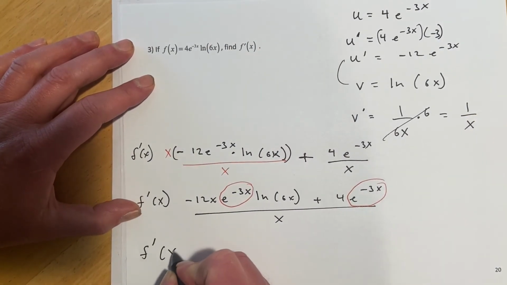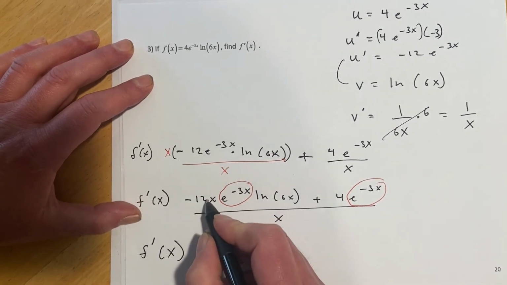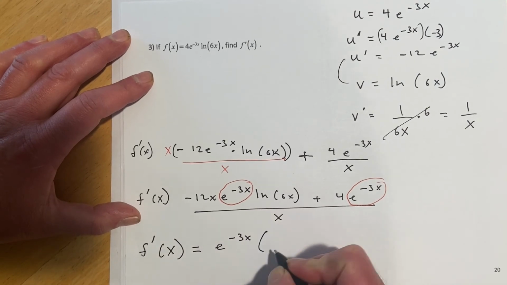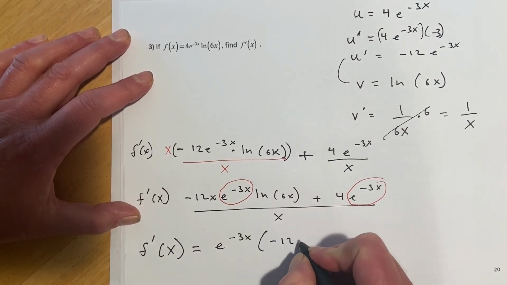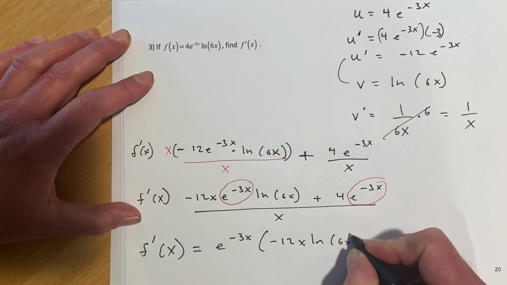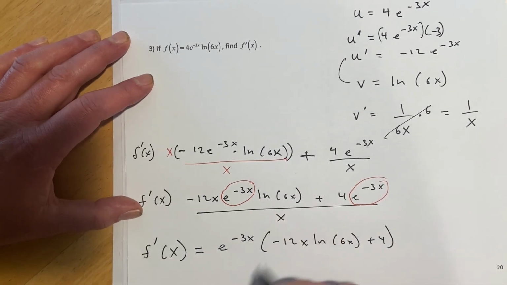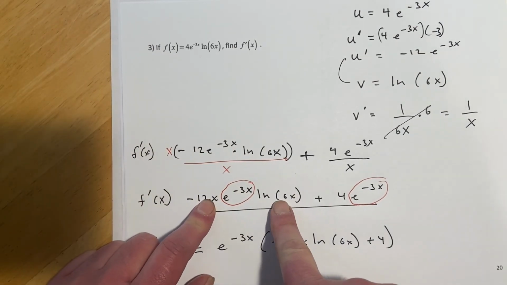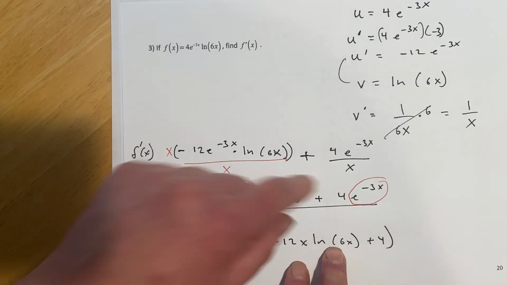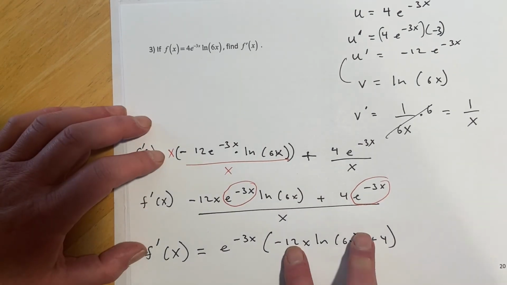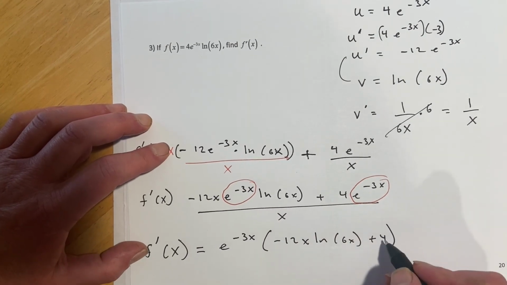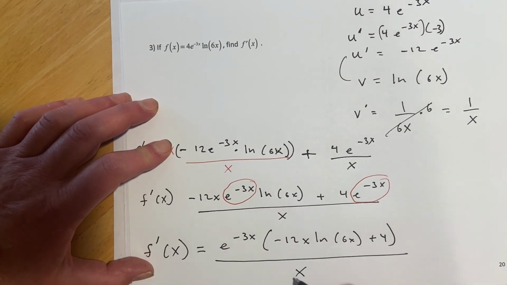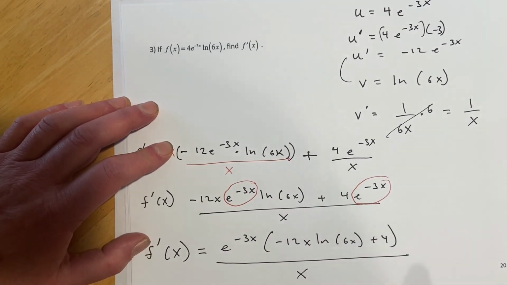So f prime of x. And it's a little funny to have the negative in front. So let me rewrite. I shouldn't try to rewrite that order. So there's that with that e to the negative 3x factored out front, and then you can see the negative 12x ln of 6x is here, and the 4 is there. The thing I was thinking about was I might reverse the order just because it looks a little bit nicer as 4 minus that rather than minus that plus 4. Same thing though. And then that's all over x. Nothing reduces, and so that would be our final.